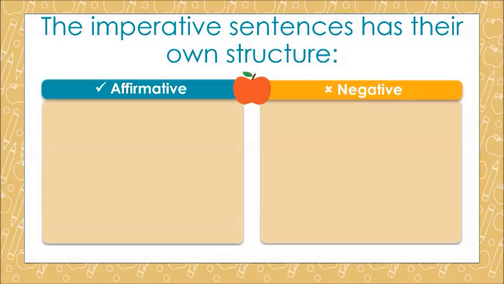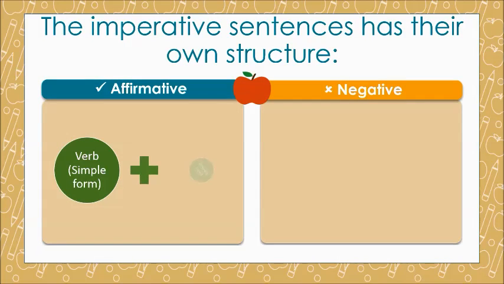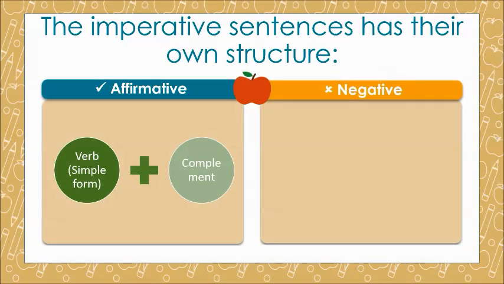Okay? The affirmative is made by the verb in simple form, as we saw a minute ago, and the complement. This is to give a better idea. Okay? You won't say eat. Okay, I'm going to eat, but what? Eat healthy food, eat fruits, eat a snack. Okay? And the negative, it's a little bit different.